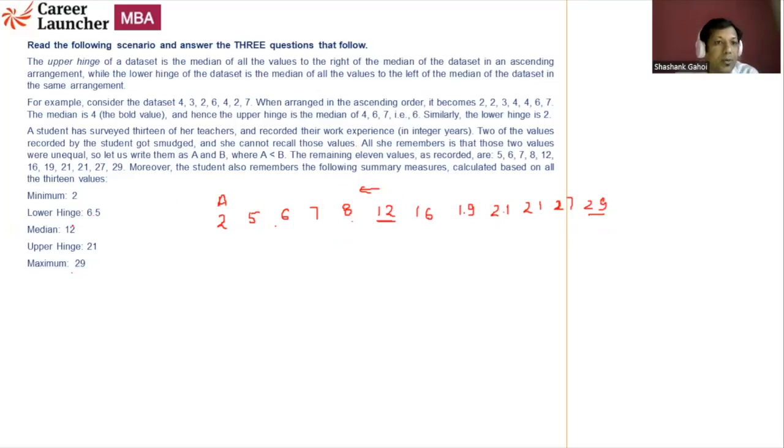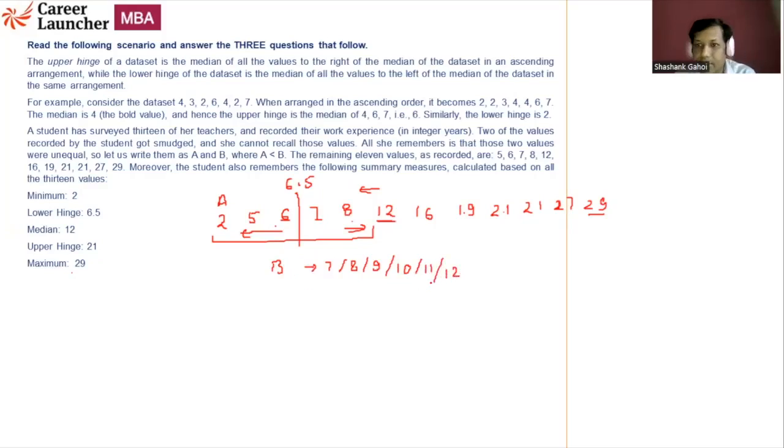Okay. The lower hinge is 6.5. So out of the 6 values, we are going to have 6 values. The lower hinge is 6.5. So the average of 6 and 7 is 6.5. So the lower hinge should be 6.5. And 6.5 is the median, it means three values are less than 6.5. Three values should be greater than 6.5. So it means B should be greater than 6.5. So B can be 7, it can be 8, 9, 10, 11, 12. So B cannot take any value that's greater than 12. It cannot take any value that's less than 7.